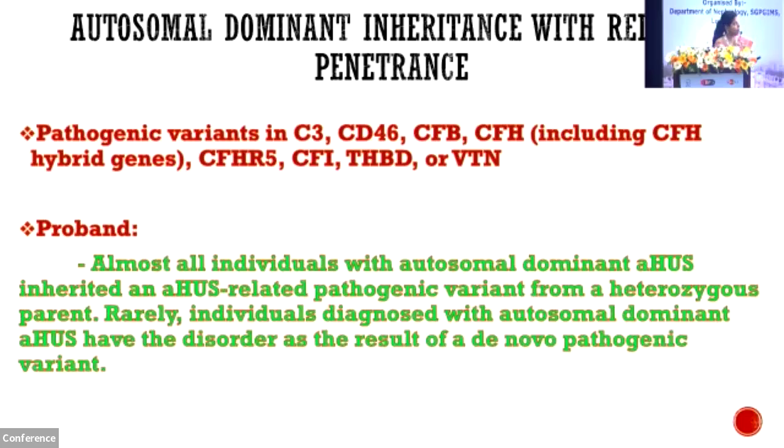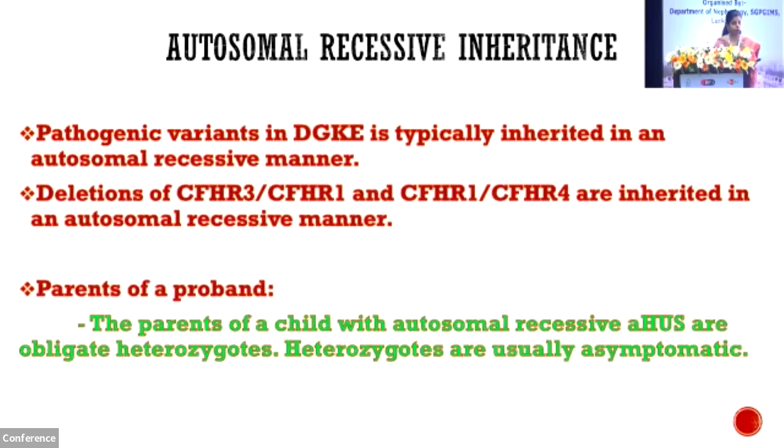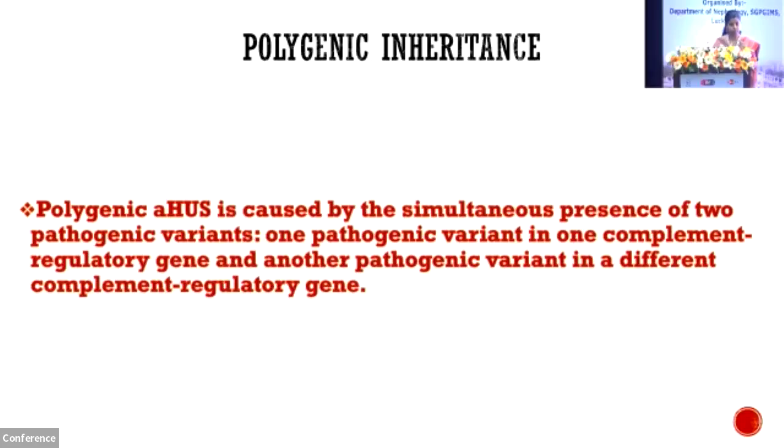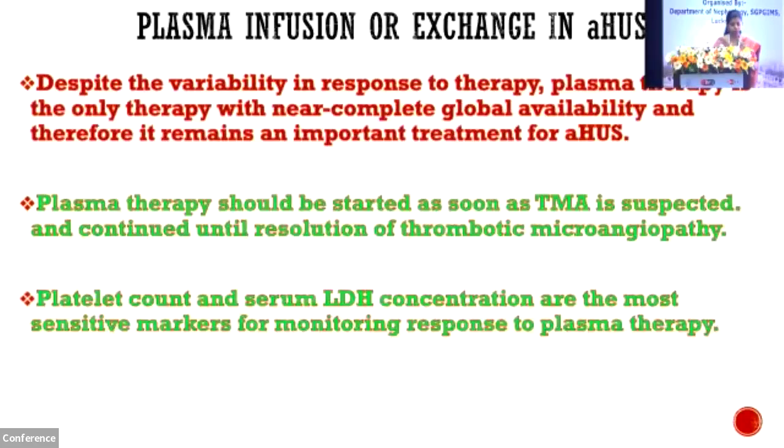Okay, this I have already alluded to previously, so I'll not go more in detail. So these are autosomal dominant pathogenic variants, and there can be autosomal recessive homozygous variants. Polygenic inheritance is when you have genetic variants in more than one complement related or non-complement related genes.